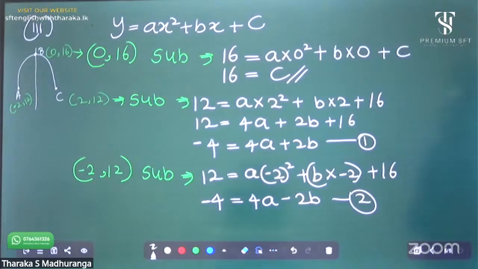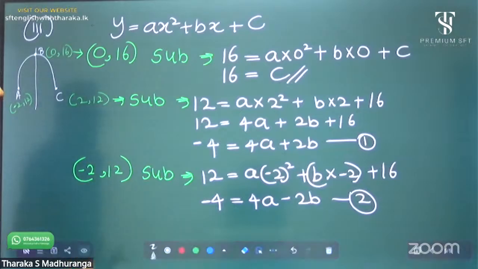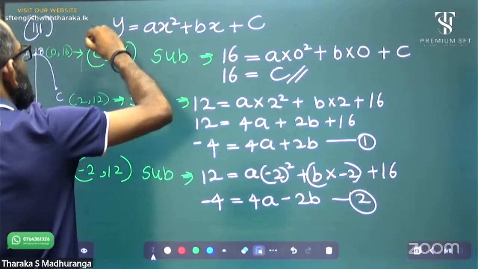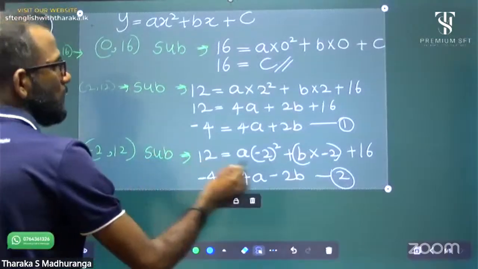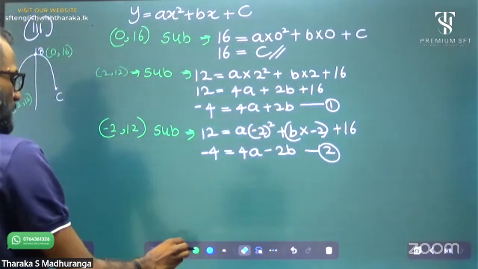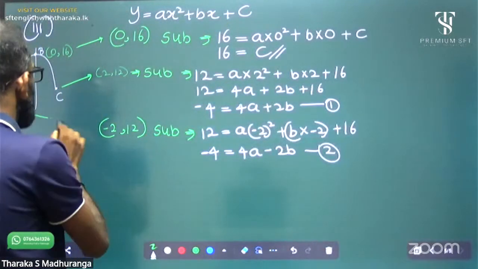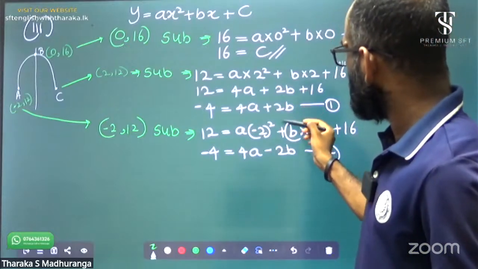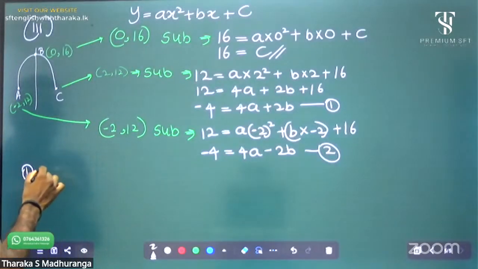Now coordinate geometry only goes up to this level. Coordinate geometry finished. Now you have simultaneous equations. Okay, how to solve these equations? What's the best method? Since b is plus 2 and minus 2, it's better to add. First equation added to second equation.